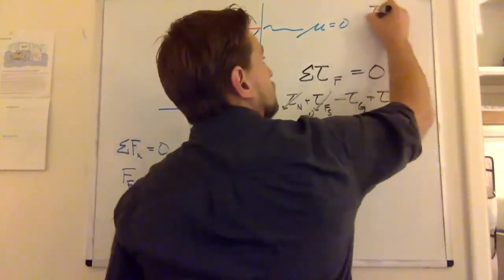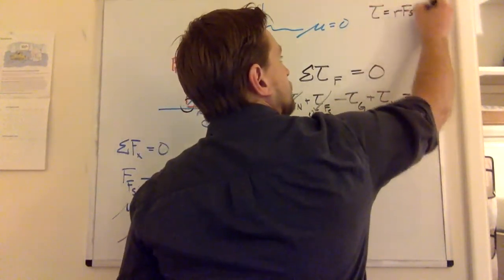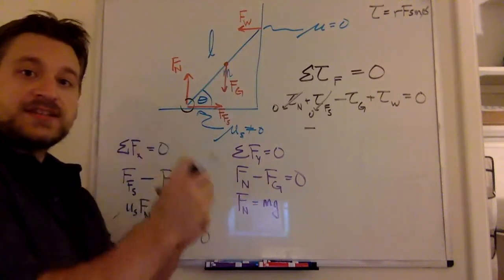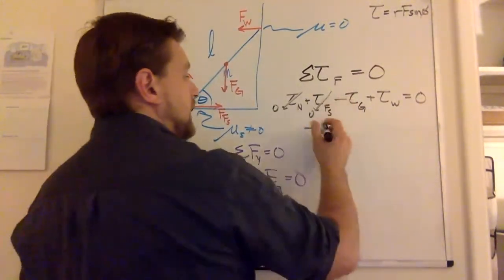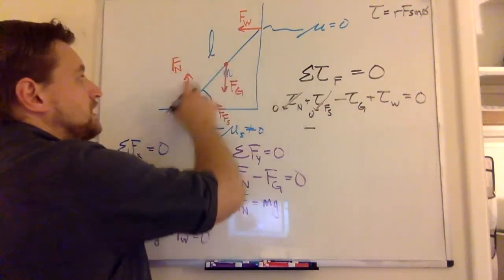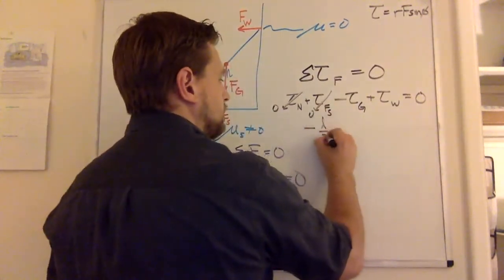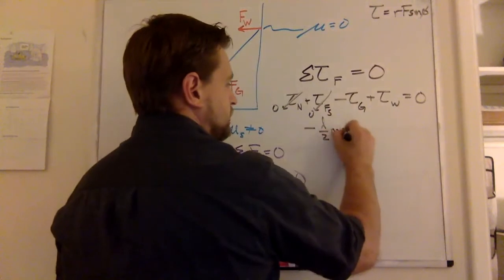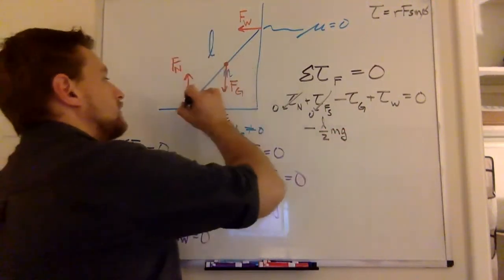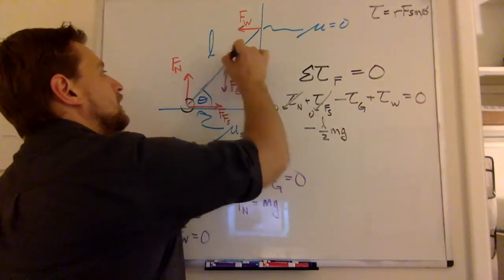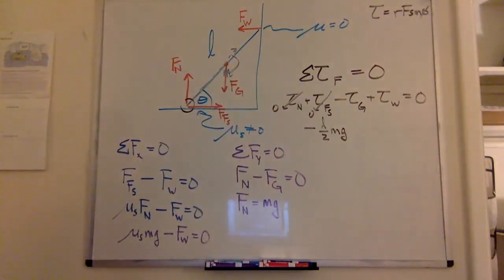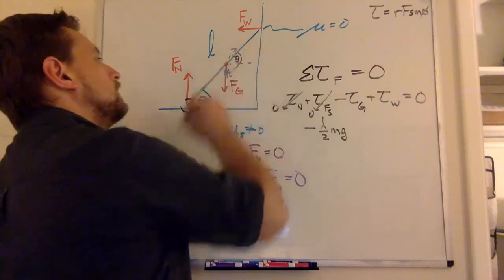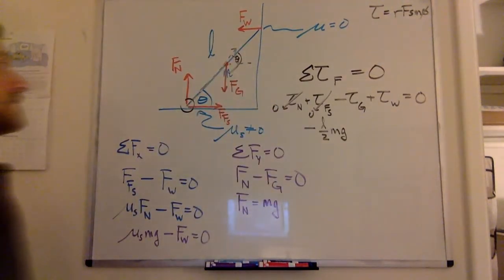Every torque is R F sine phi: the action distance, the magnitude of the force, and the sine of the angle between them. The action distance from the axis of rotation to gravity is L over 2. The magnitude of gravity is mg. And the angle between the radius vector and gravity is 90 plus theta.